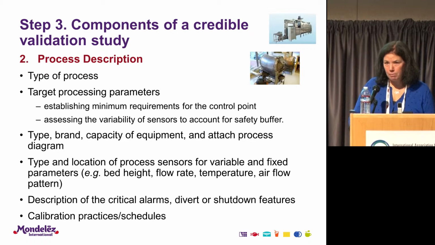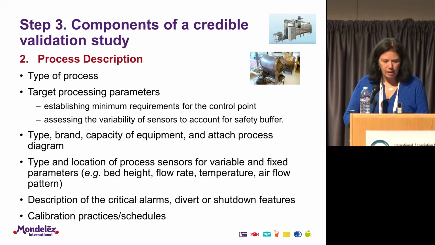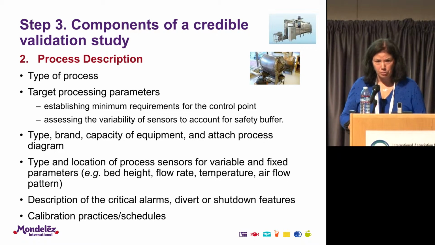The second thing, you must describe the process. You have to describe what the type of process is. Is it steam? Is it oil? That seems pretty simple, but believe it or not, it's left out sometimes. You have to describe the target processing parameters, establishing the minimum requirements for the control point, and be documented in your report. Assess the variability of the sensors to account for the safety buffer. If your sensors go plus or minus 1 degree centigrade, then you need to include that in your safety buffer.